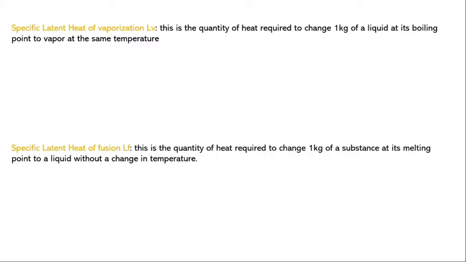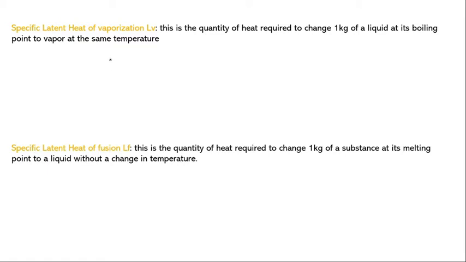All right, so now that we know what sensible heat and latent heat are, let's go into the various types of latent heat that we have. So we have specific latent heat of vaporization. This is the quantity of heat required to change 1 kilogram of a liquid at its boiling point to vapor at the same temperature. So like I said earlier on, if you're able to change a liquid at its boiling point to vapor, or into the gaseous phase, at the same temperature, that particular type of heat energy you're applying is what we call the latent heat of vaporization.